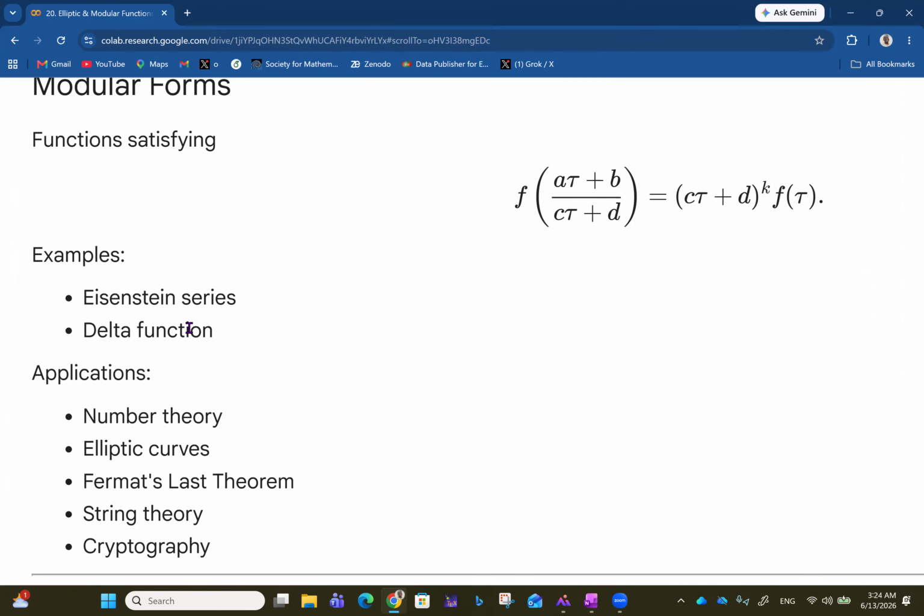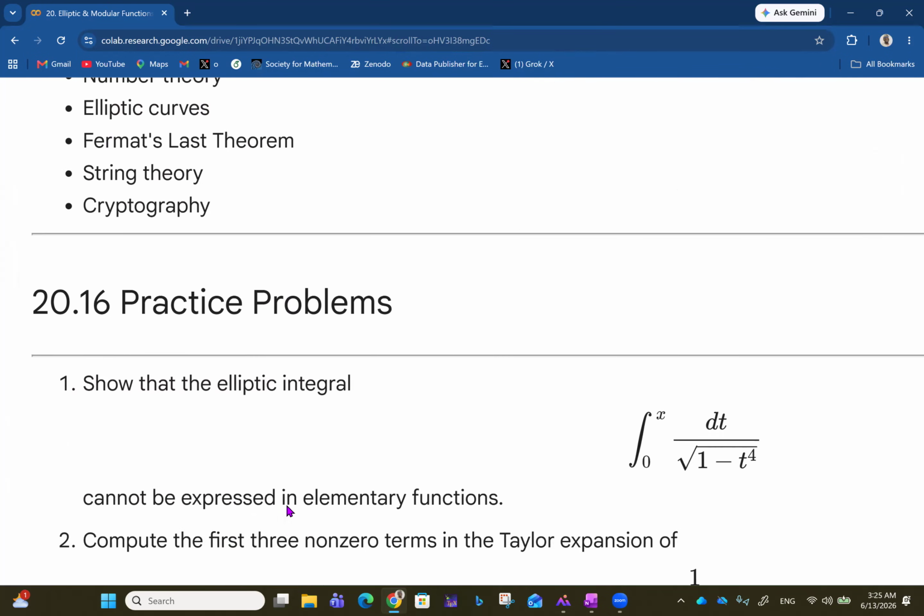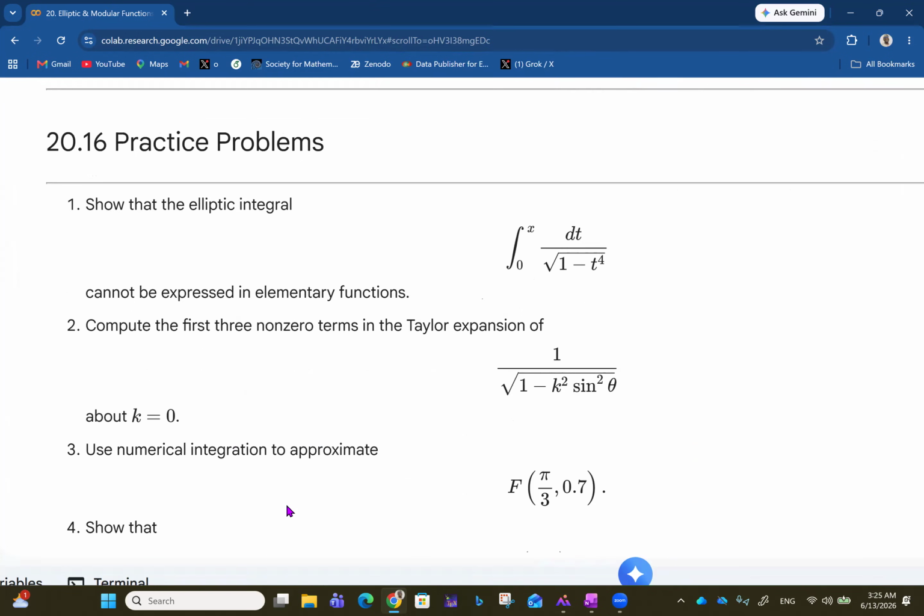So examples now, you have the Eisenstein series, you have the delta function, and applications. You have applications in number theory, elliptic curves, Fermat's last theorem, string theory, and of course cryptography. Talking about modular forms. And then that takes us to the practice problems. As usual, I get to solve two of these problems before it's all over. So I'll be solving questions 8 and 20 here.